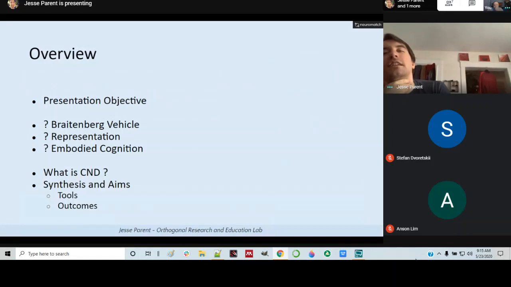And it's essentially presenting the objective of this, which I've sort of alluded to here in-house. But then, what is a Braitenberg vehicle? What is representation? What is embodied cognition? What is contextual neurodevelopmental dynamics? And then sort of bring it all together. What are our aims and what tools and outcomes do we use for that? I'm like 70% done with the presentation, so parts are left out.